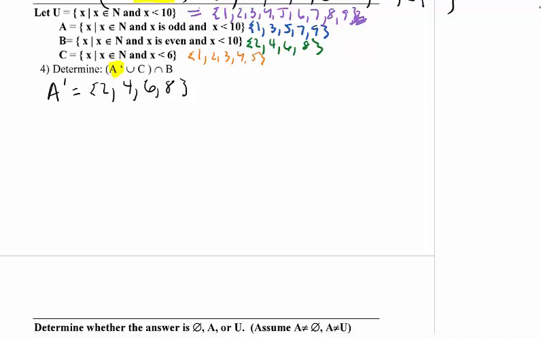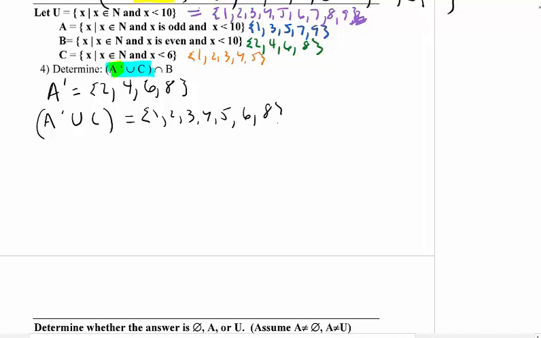So now our next step is going to do the inside of the parentheses. So we're going to do A prime union C, which says put everything in, right? So C is 1, 2, 3, 4, and 5. And now I look at A prime and say what's left over. I already used the 2 and the 4. I need to add the 6 and the 8.